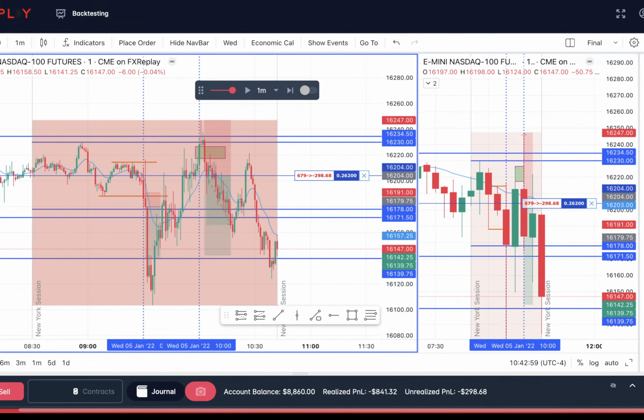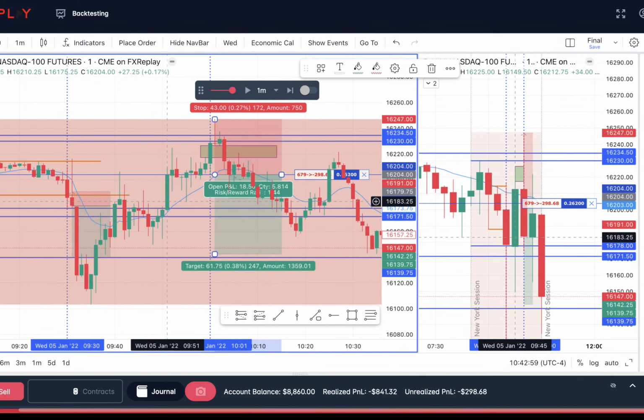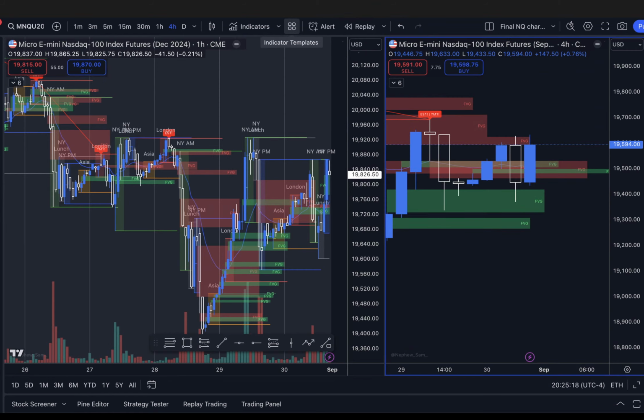I've done this on the charts. Obviously, you immediately close your trade, but you can accidentally hit buy when you meant to sell. Let me show you. Let's log into paper trading.